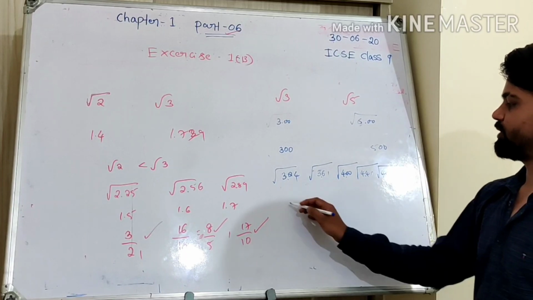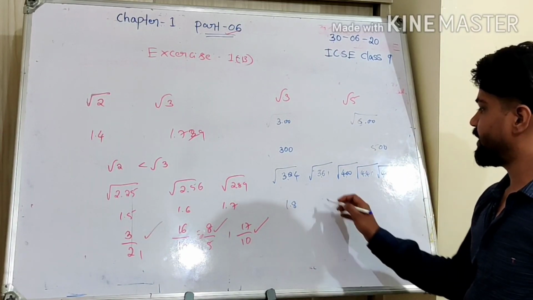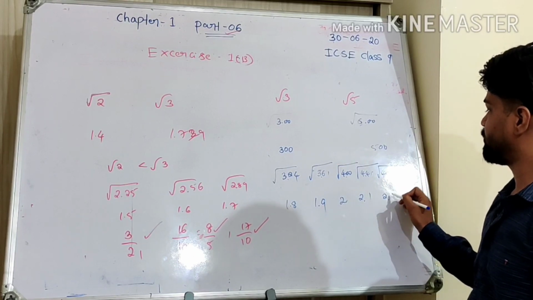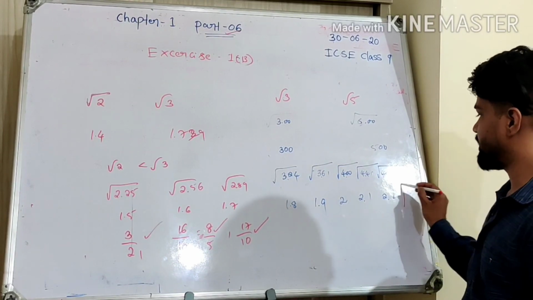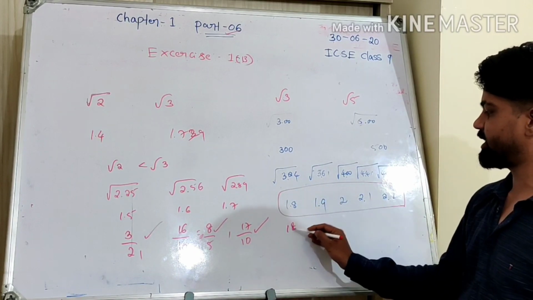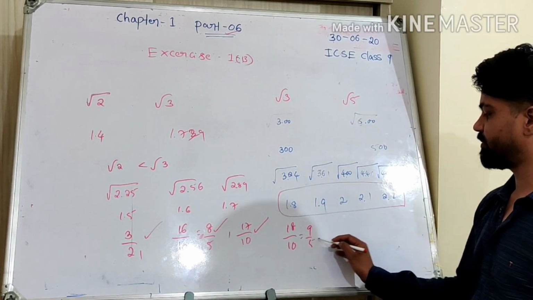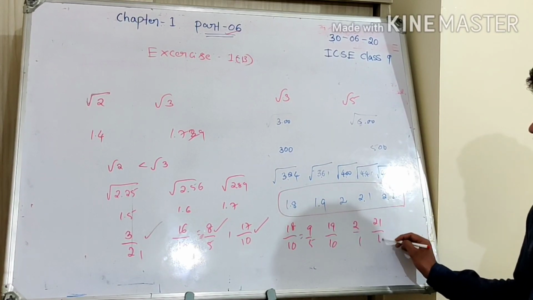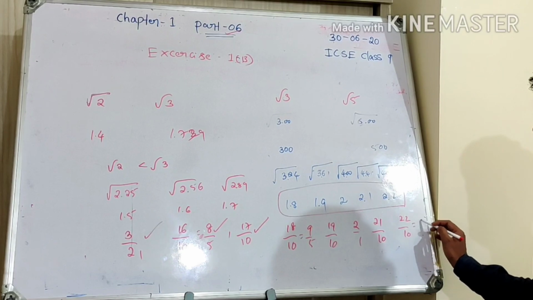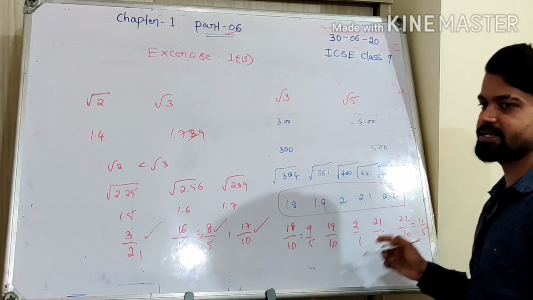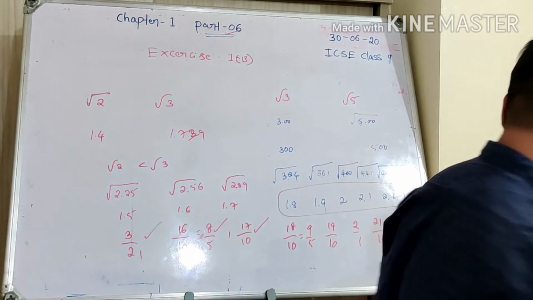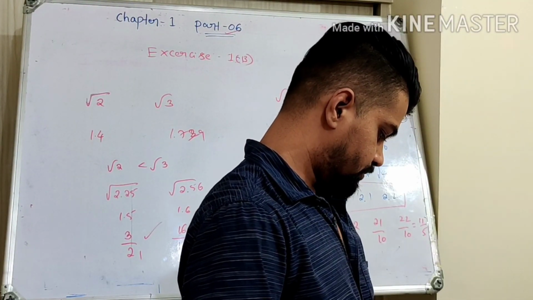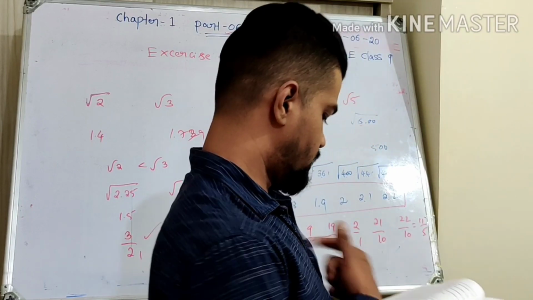Take their square root. So it is 1.8, 1.9, 2, 2.1, 2.2. These are all rational numbers, which can be written as 18 by 10 and 9 by 5. This is 19 by 10. This is 2 by 1. 21 by 10. 22 by 10, which is also written as 11 by 5. So these are the rational numbers we are looking at. They are asking for 3 only, and we have 5 anyway.